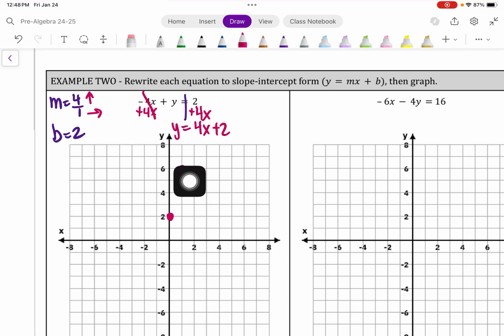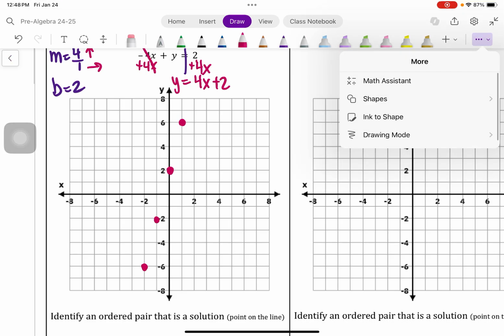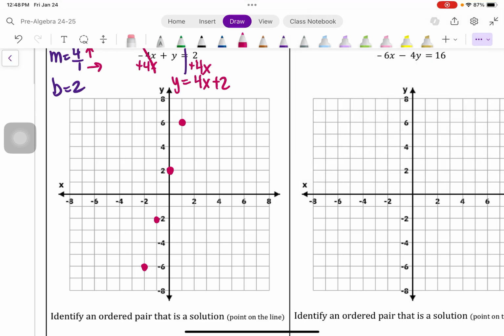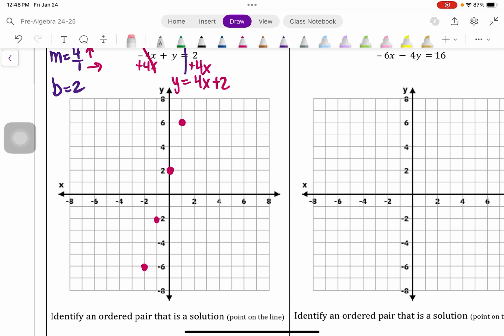Now, I would normally do a third point, but I really can't do that because there is no room. So I'm going to go backwards. Down 4 and left 1. And like I've said before, guys, you don't have to do multiple points. However, the more points you make, the easier it is to make a straight line. You have to do 2, but no more than 2.